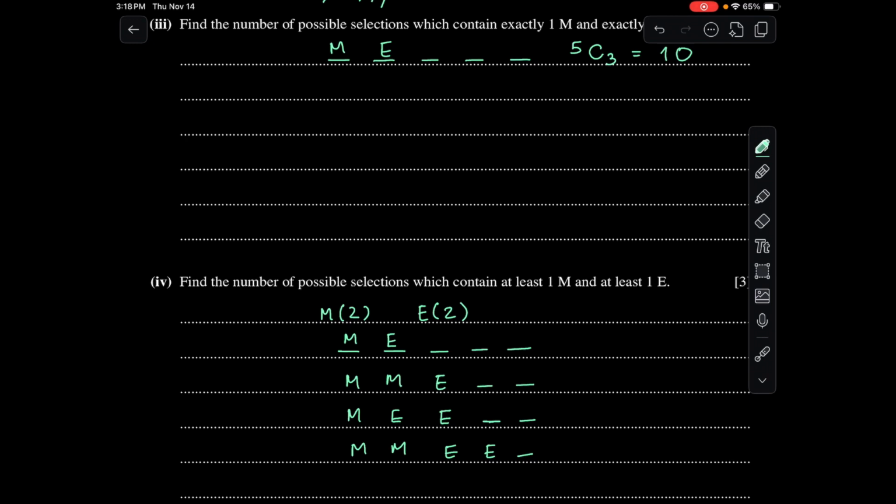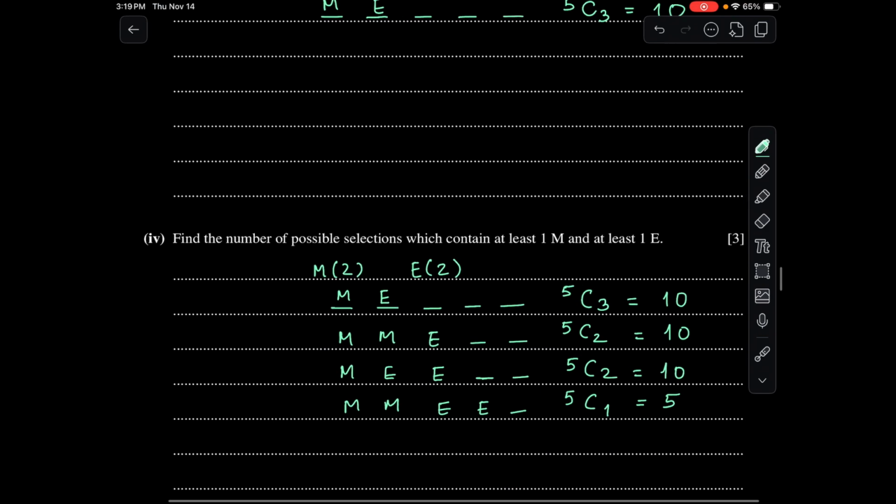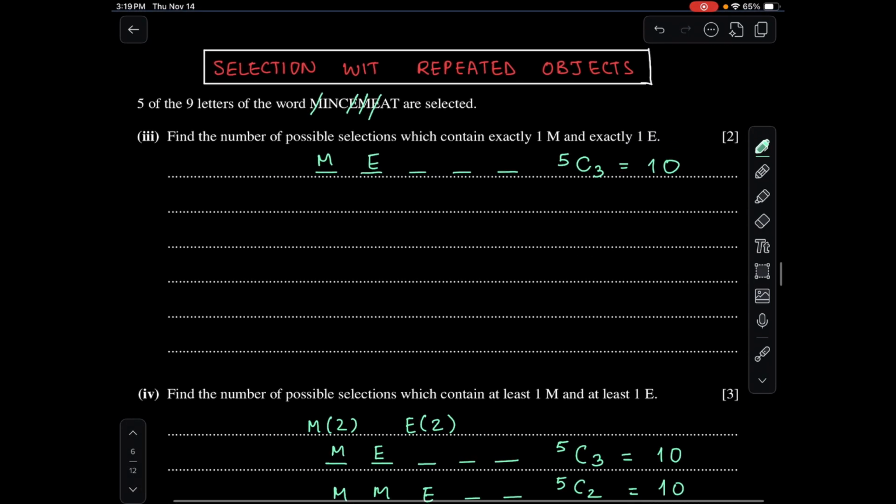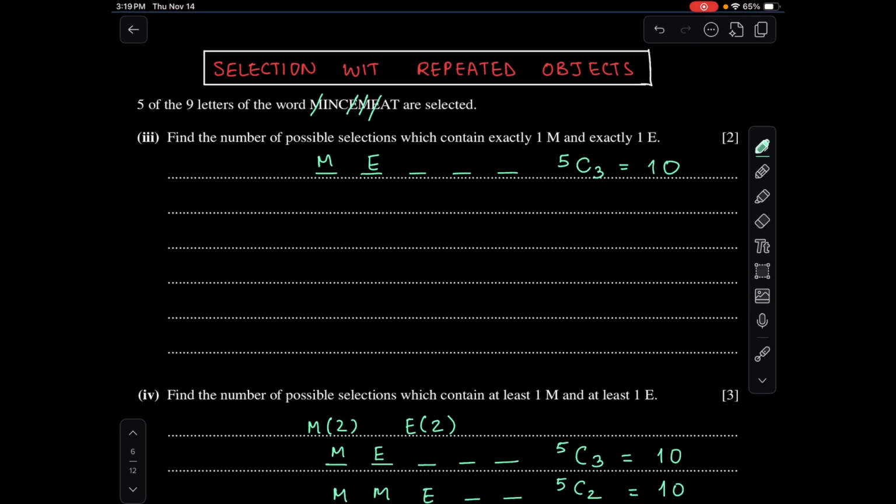So from 5 you choose 3 for the first one, 5 choose 2, 5 choose 2, and 5 choose 1. Calculate each one of them. This works out to be 10. 5C2 is also 10, and 5C1 is 5. So total would be then equal to 35. Right? Okay. So this is selection with repeated objects.